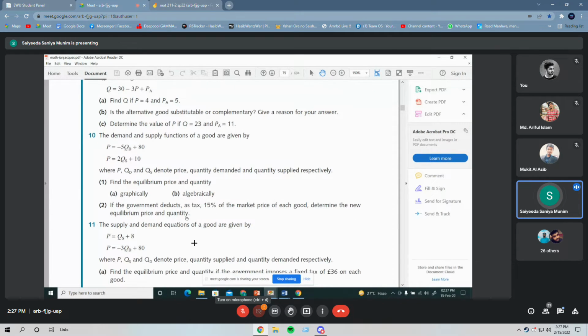So the tax is on the price. So tax is 15% of the market price of each good. Now here the tax cannot be added directly to the price. It will be a little bit different. Let's see how we can solve this.